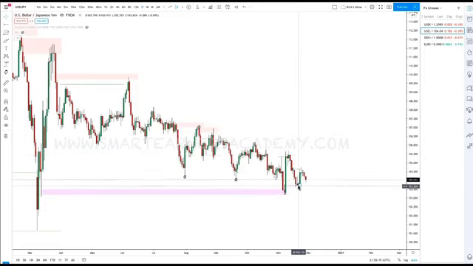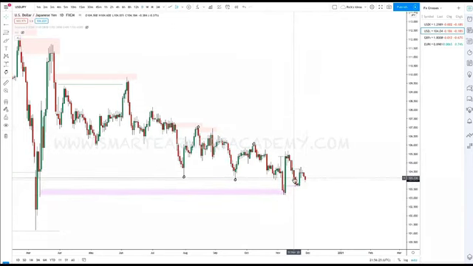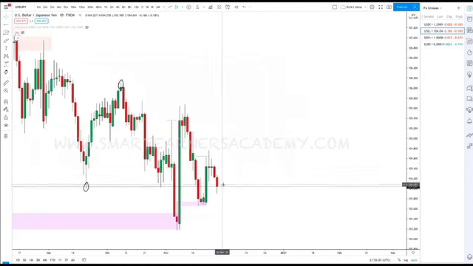So just maybe, price would take out this low. But at this point, we do not know just yet. So we just have to maybe wait and see what happens.